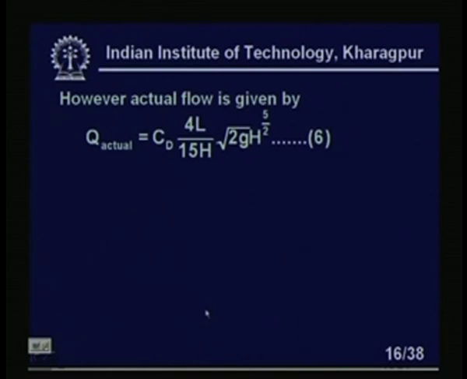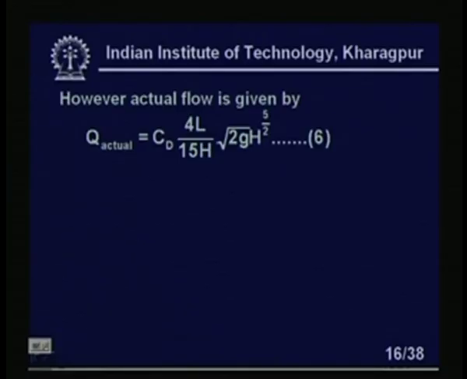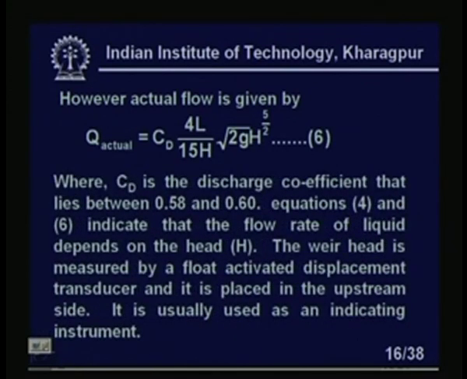However, as it happens in the case of the rectangular weir also, you will find the actual flow rate will differ from the theoretical flow rate. So, it is to be multiplied by a discharge coefficient C D, 4 L by 15 H, under the square root 2 g H to the power 5 by 2, equation number 6, where C D is the discharge coefficient that lies between 0.58 to 0.6, because this is experimentally found. It is very difficult to find the theoretical value of C D. So, what the people did, they took some standard and then compared and found the C D value.